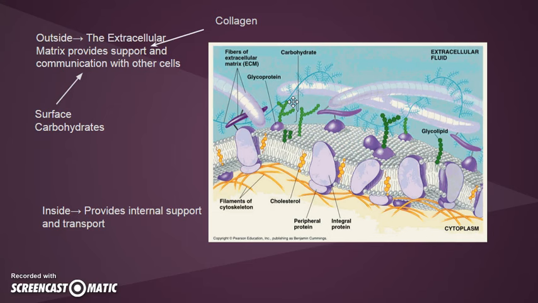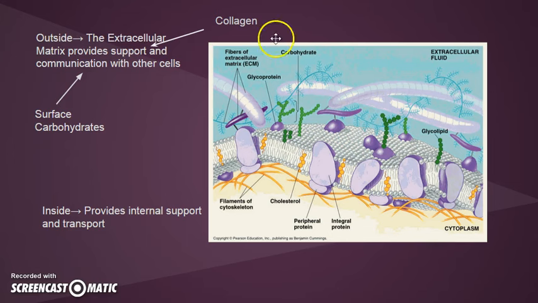Then the extracellular matrix is going to provide support and communication with other cells. We also have collagen, which is going to be that support. So within that extracellular matrix, that support comes from the collagen, which is a form of protein. And our surface carbohydrates are what is going to communicate. So those are our identifiers. Remember, I just told you about our identifiers.